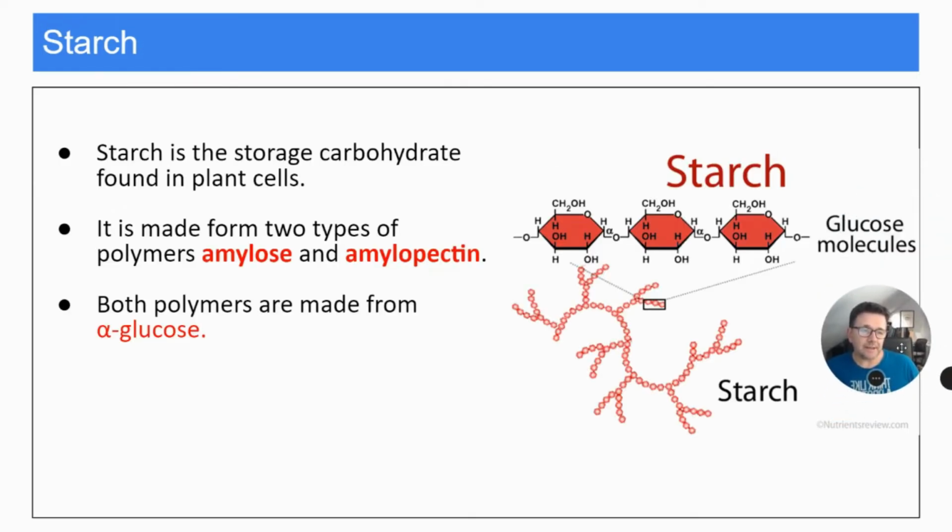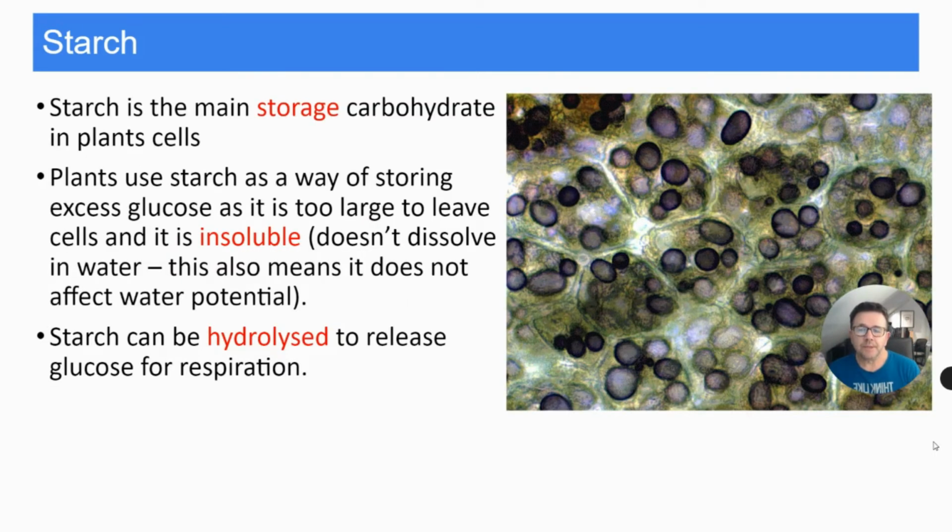I'll move out of the way. There we go. So starch is a storage carbohydrate. It's found in plant cells. It's made from two types of polymers, amylose and amylopectin. Both polymers are made from alpha glucose.